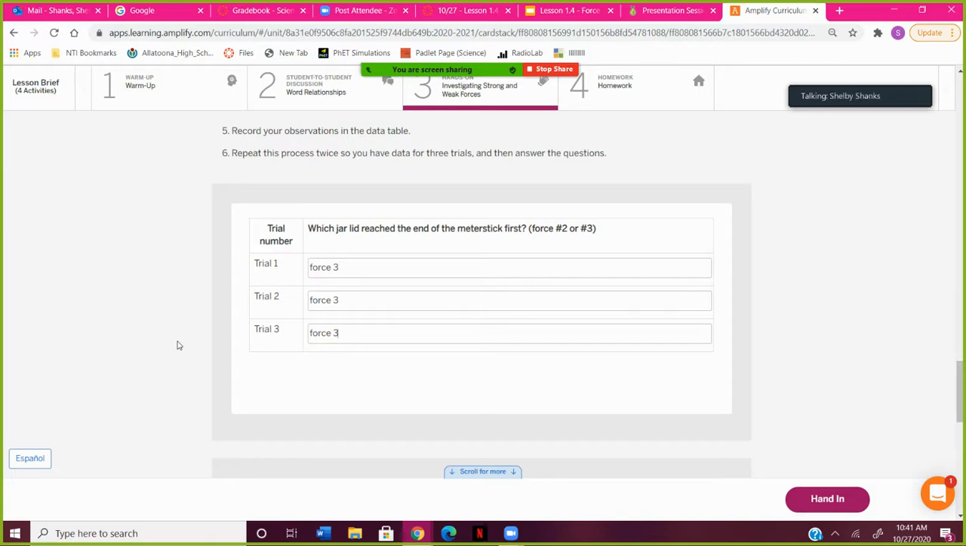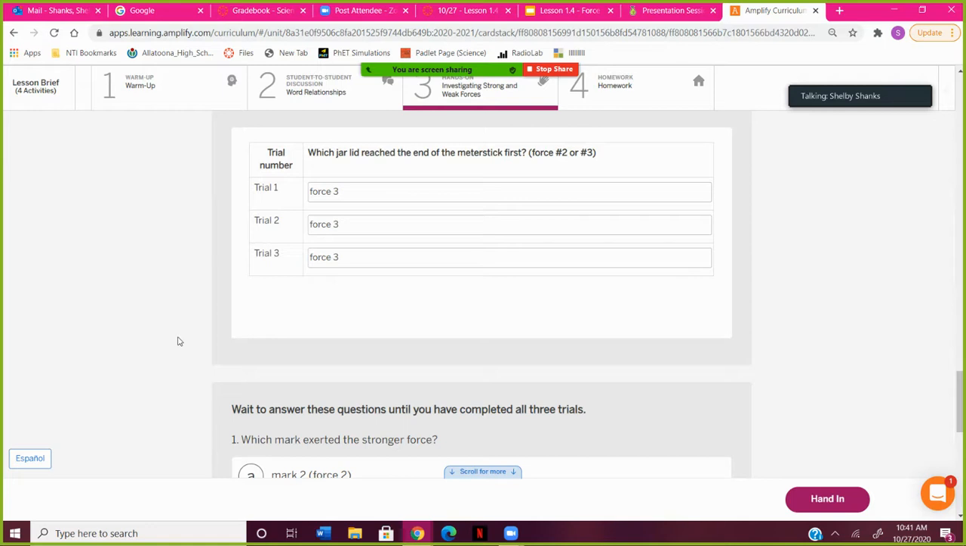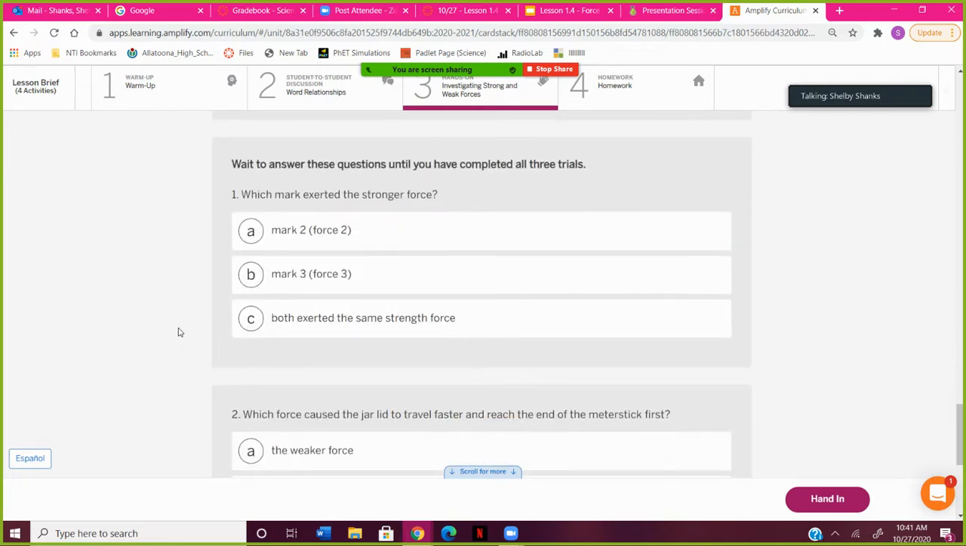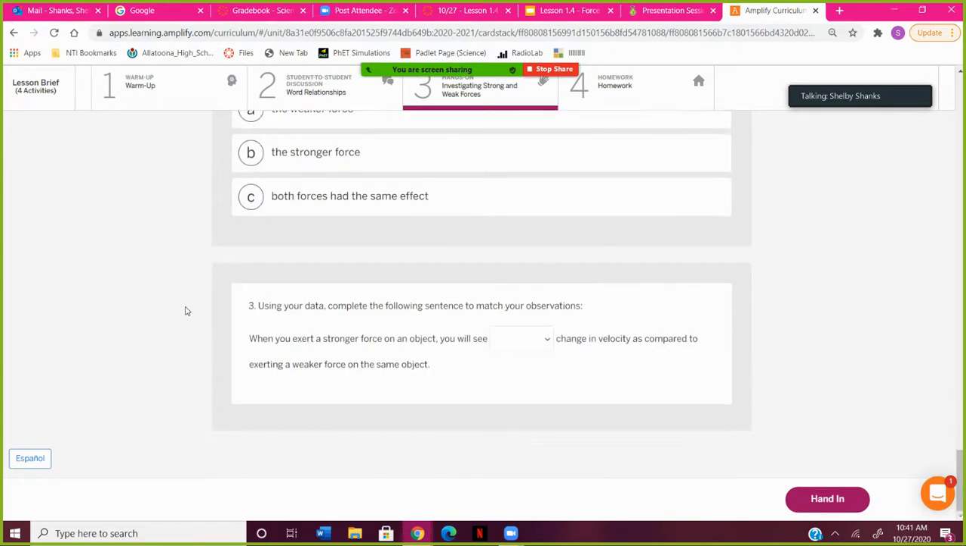So what you are going to do on your own, there are 3 questions down there at the bottom. You're going to go and do those 3 questions, and when you get done, you're going to click this hand in button. Okay, so make sure you click hand in after you finish those 3 questions.